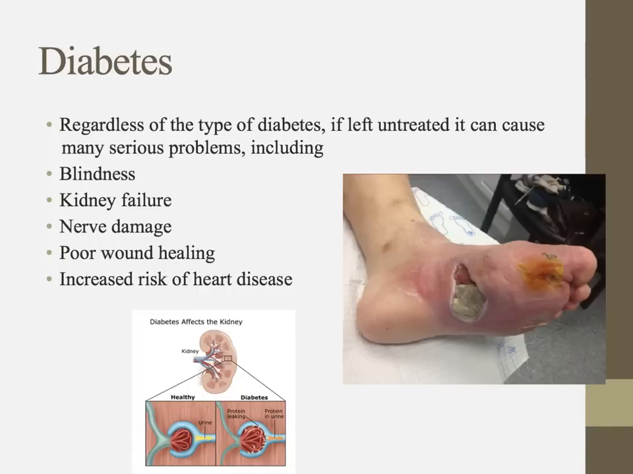Now, regardless of the type of diabetes, if you leave it untreated, it can cause some really crazy, gnarly problems, including blindness, kidney failure, nerve damage, problems healing wounds, increased risks of heart disease. Lots of terrible consequences here from diabetes.